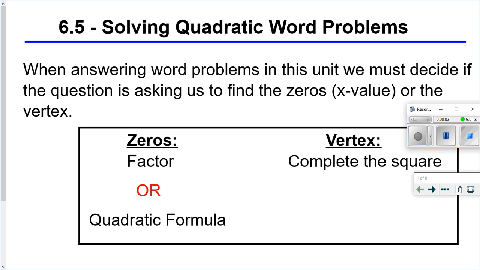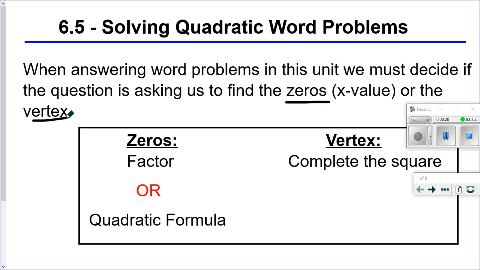Okay, everyone, we are nearing the end of chapter 6. All the new material is covered, and now we're going to look at how to apply it to real life situations. As with before, whenever you're looking at a question, you're trying to decide whether you're looking for the zeros or whether you're looking for the vertex.